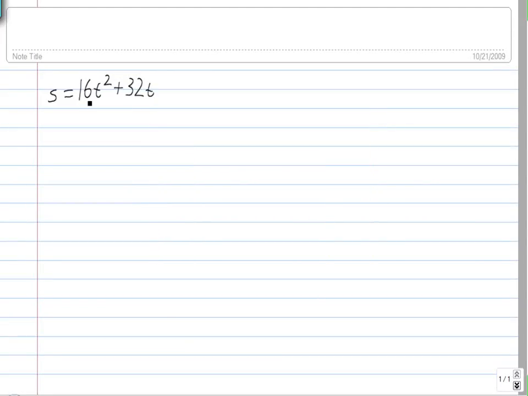On number 9, we're given the equation s equals 16t squared plus 32t, where s is the distance traveled by the ball, and t is the number of seconds. So we're asked to find how long will it take the ball to fall 96 feet. Since s is our distance, we just replace that with 96. So you have 16t squared plus 32t equals 96.